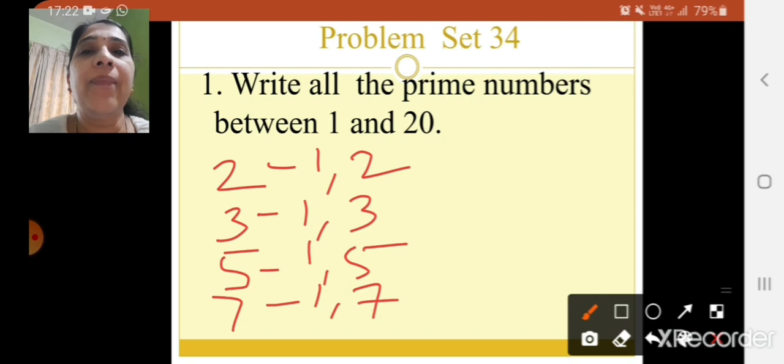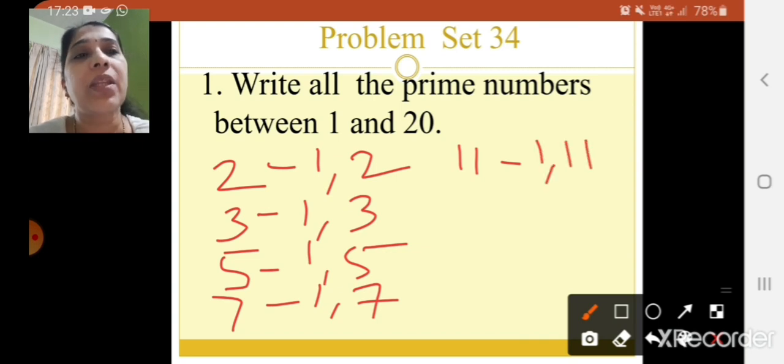Let's take the number 9. So 9 is a prime number? No, because 9 has got 1, 3 and 9. 3 factors. So 9 is not there. 10, no, because 1, 2, 5, 10. Right? More than 2 factors. Let's take the number 11. Now 11, it has got only 2 factors, that is 1, 11. Now let's take the number 12. Now in 12, 1, 2, 6, 12, right? So more than 2 factors, so it will not come.